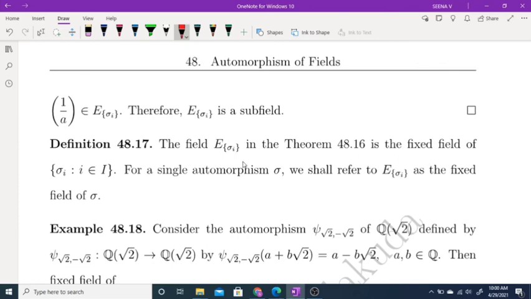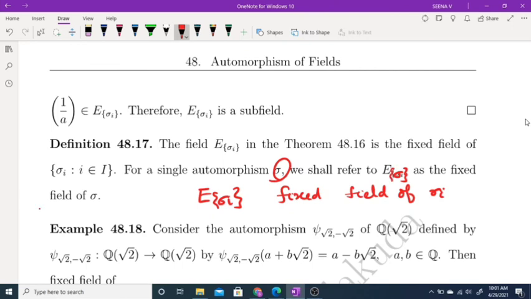Now, the field E_{σ_i} mentioned in this theorem is called the fixed field of σ_i. For a single automorphism σ, E_σ is the fixed field of σ.